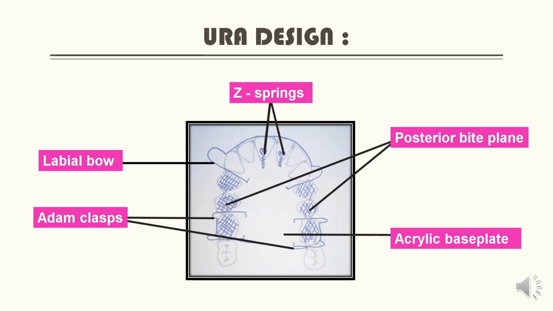For the posterior bite plane, I put it to open up the bite so that the upper and lower front teeth have space, so that the Z springs can freely push 1-2, 1-1 and 2-1. And Adams clasps, I put at the 1-6 and 2-6. They act as retentive arms for retention. And the last one is the acrylic base plate, which acts as an anchorage.